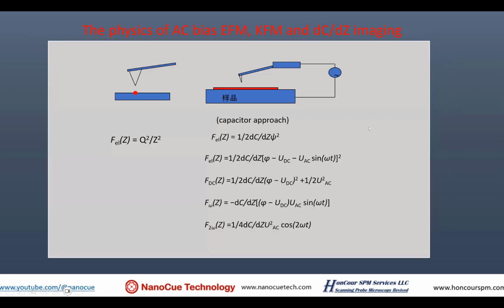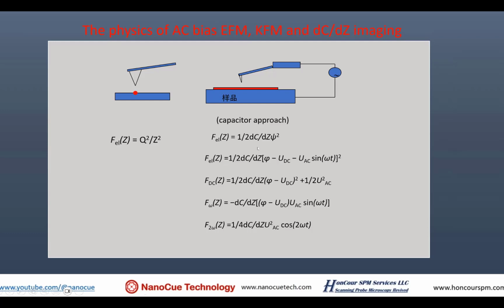Let's talk about the basis of Kelvin force microscopy. Kelvin force microscopy is a derivative of electroforce microscopy. Here is the basic math of electroforce microscopy. The force is represented by the potential difference between tip and sample, phi, as dC/dz times phi squared. Okay, this is the basic Coulomb formula.